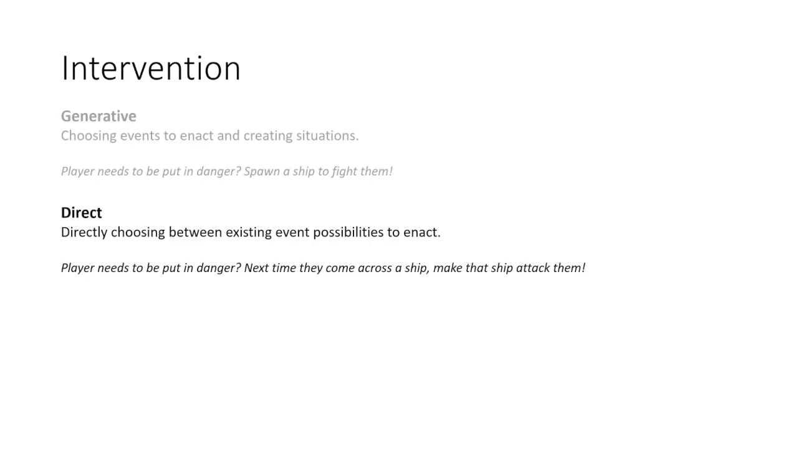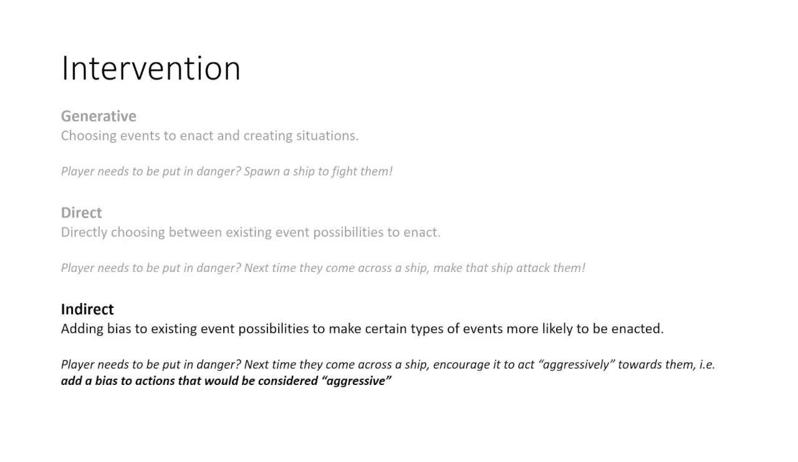Weaker than this is direct intervention, where we directly choose between existing event possibilities to enact. If your player needs to be put in danger, next time they come across a ship, make that ship attack them. And finally, the weakest, indirect intervention.